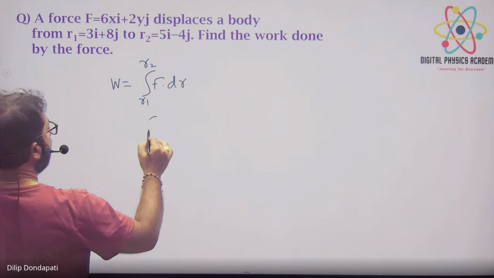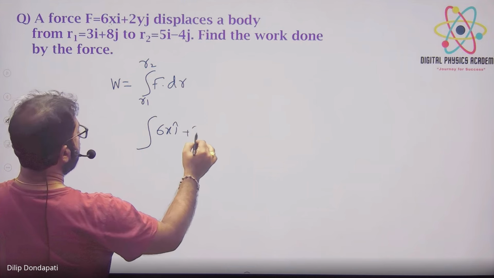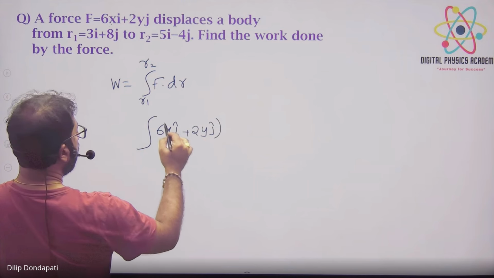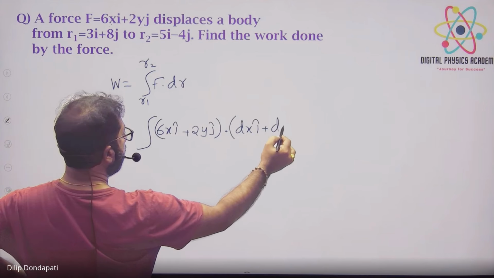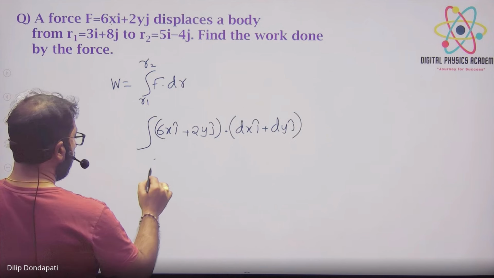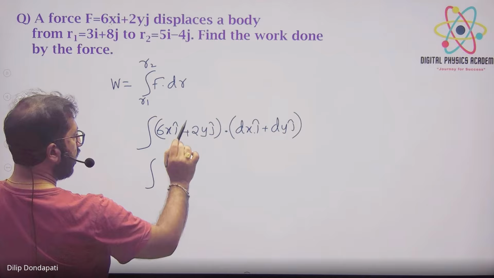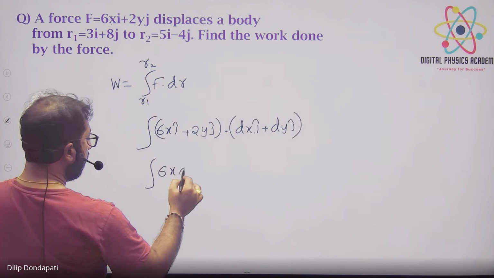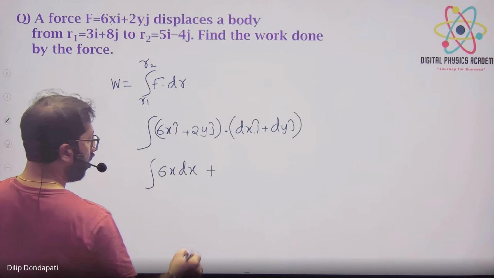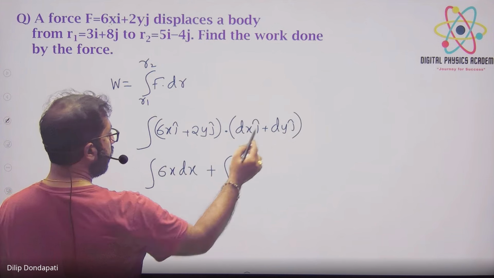See, integral F dot dr, right? So 6x i cap plus 2y j cap dot dr, which dr is dx i cap plus dy j cap. So I'm getting 50. देखेंगे from r1 to r2. So integral 6x dx i cap, right? Got 128. कितना आएगा? How much you got? Sir, I got 128. देखेंगे किसका राइट है. So integral 2y into dy.